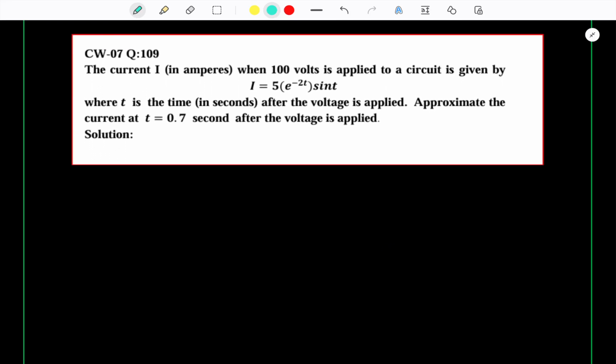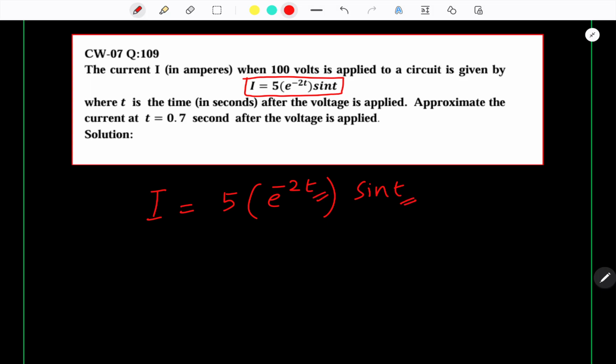It has no connection with quadrant, nothing. Just a small application question, very simple. The current I. This is the I equation, so just remember it. I equals 5 e power minus 2t times sine t. There is a t here and a t here. So this is the equation of the current.